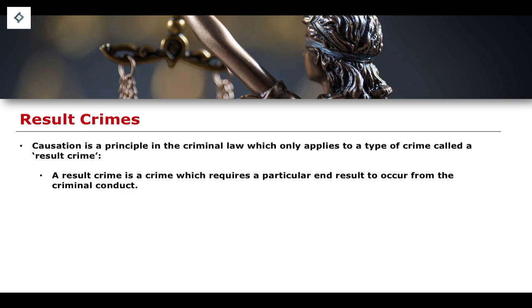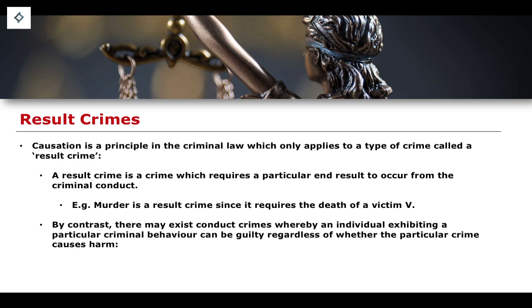A result crime is simply one which requires a particular end result to occur as a result of the criminal conduct. This makes perfect sense. So, for example, murder is a result crime since it requires the death of the victim. If the person doesn't die, then it can't be murder. As simple as that, unfortunately.